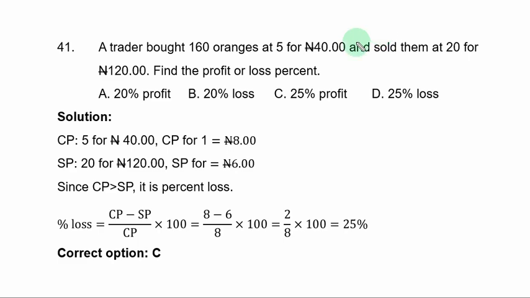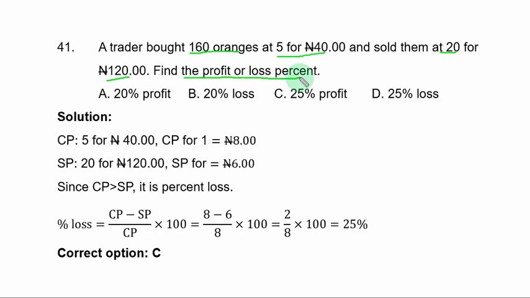Question 41. A trader bought 160 oranges at 5 for 40 naira and sold them at 20 for 120 naira. Find the profit or loss percent.